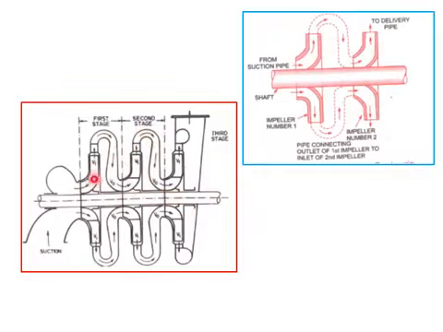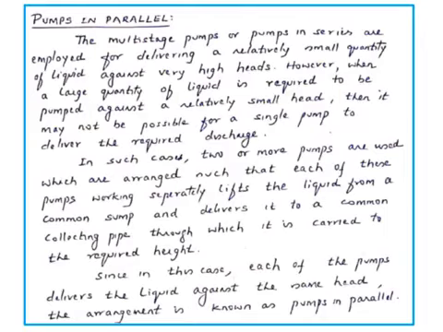So when there are three, passing through three stages, therefore it is a three-stage multi-stage pump, whereas here it is a two-stage multi-stage pump. There are two impellers which are connected to the same shaft but mounted in the same casing. We also have what is known as pumps in parallel.